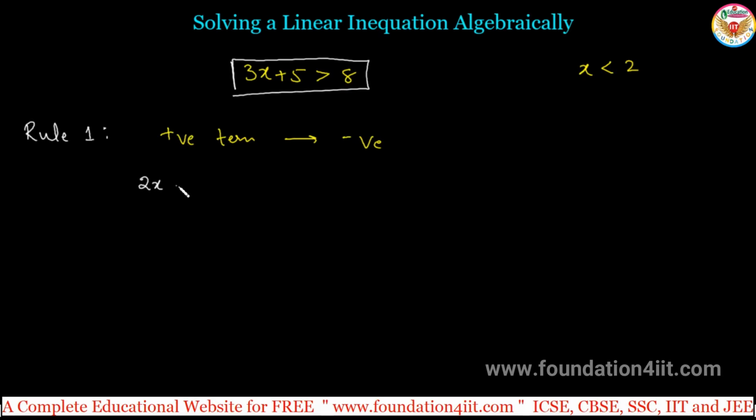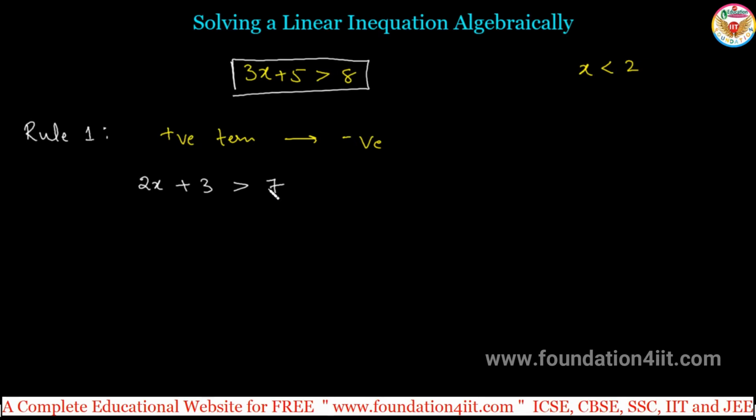2x plus 3 is greater than 7. So 3 is the positive term. When transferring a positive term from one side of the inequation to the other side, the sign of the term becomes negative. Plus 3, right? If you transpose it, it becomes minus 3.